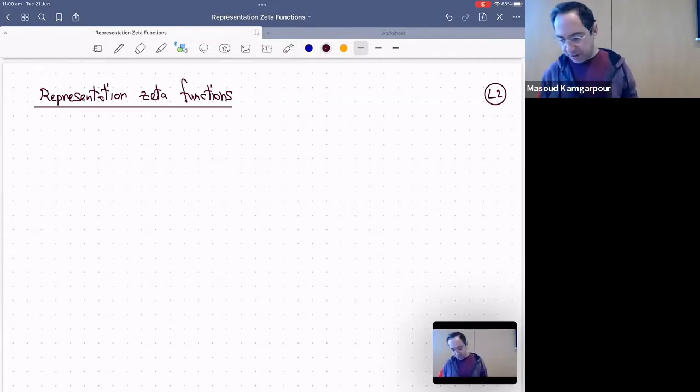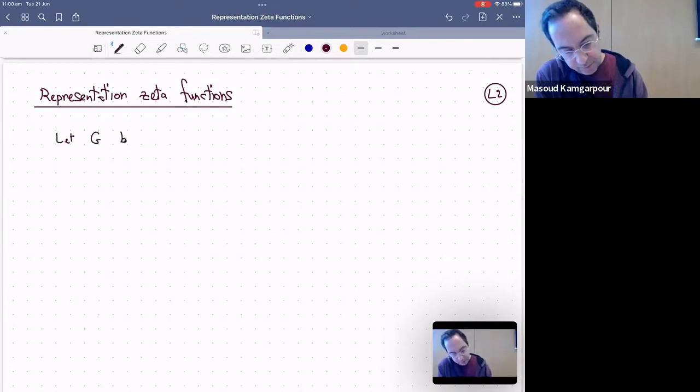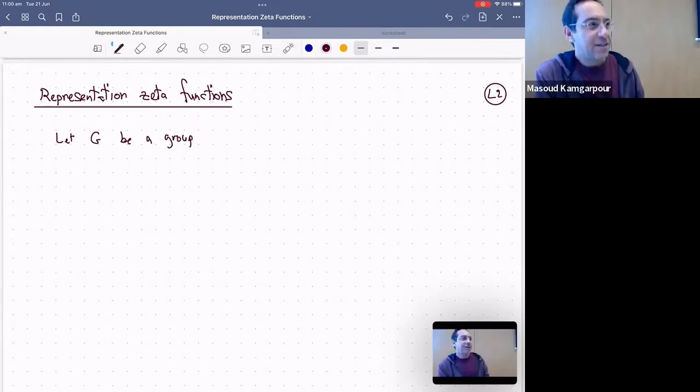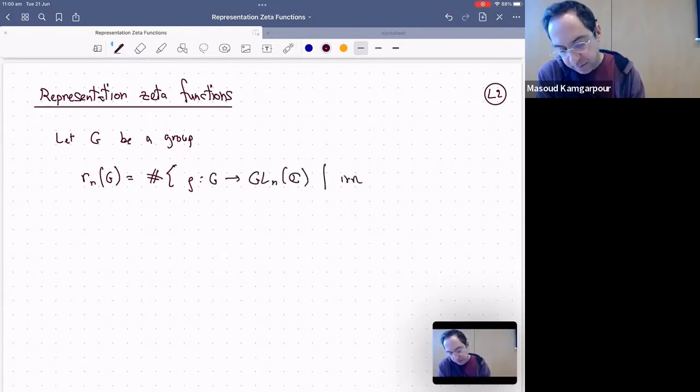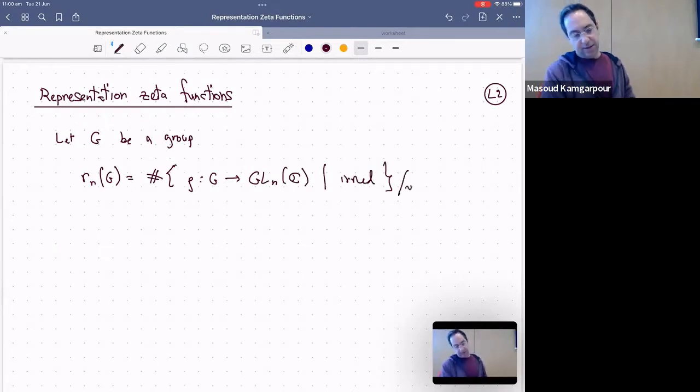So today I want to start our journey into representation zeta functions. And so let G be a group. So many nice stories start like that, but our story starts with these numbers. Let me remind you, we defined them yesterday. We are counting the number of irreducible n-dimensional representations. They're irreducible, complex, and we take them up to equivalence. And that's our number R_n(G).